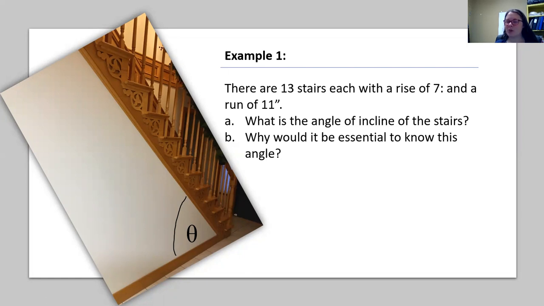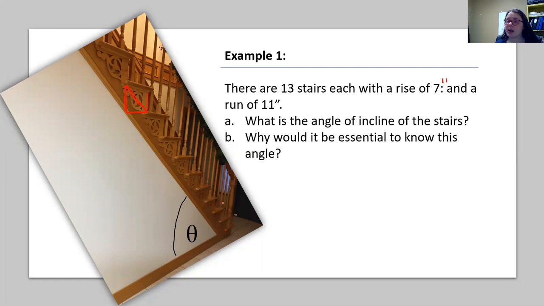And I want you to think about why it would be essential to know that particular angle. And perhaps if you're not sure now, the next slide will make it even more clear why you need to know that. So the angle of incline of the stairs. There's a little trick with stairs. If each step is a rise of 7 inches and a run of 11 inches, if we were to make a triangle using just one step, it should be the same as the angle I get at the base of the stairs, okay?